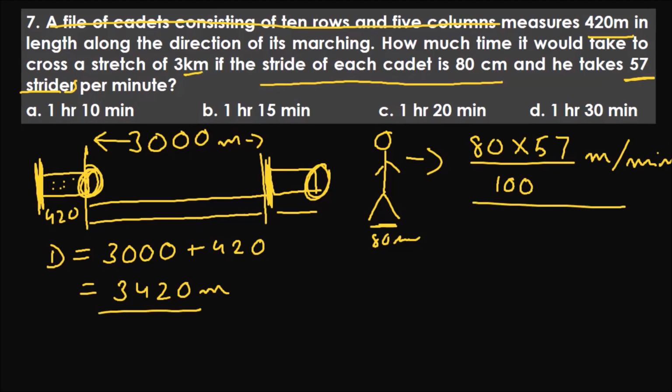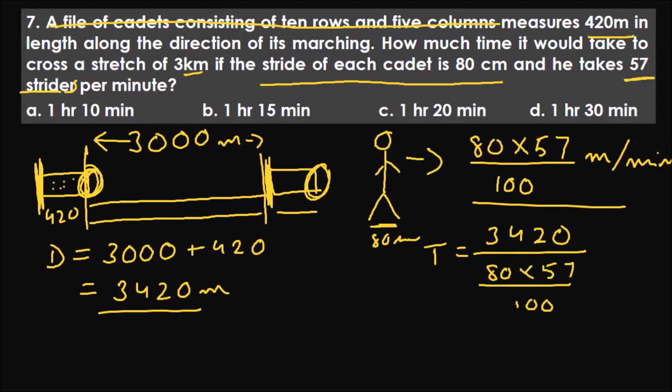Now we have the distance and we have the speed, so finding the time is no big deal at all. Time is equal to 3420 divided by 80 into 57 divided by 100. Now you may feel that this is a very tough thing to solve, and you may be right. That is why they have given you the on-screen calculator. This is when you're supposed to use that. When you solve this, you will get 75 minutes as the answer, which is obviously equal to 1 hour and 15 minutes. That is B.